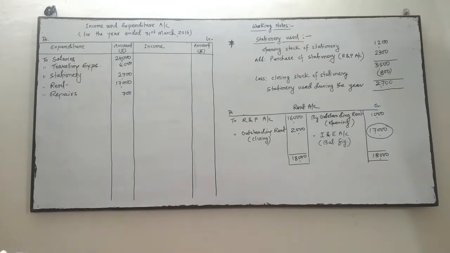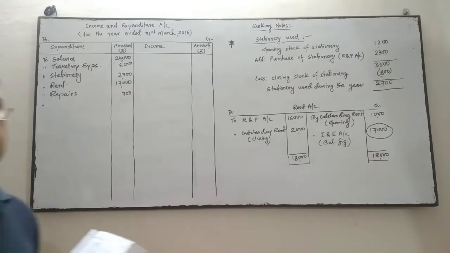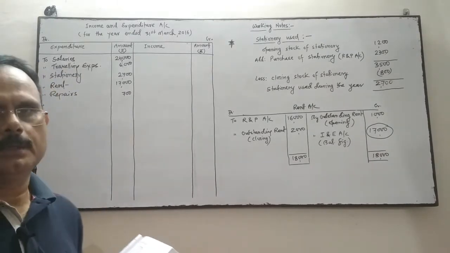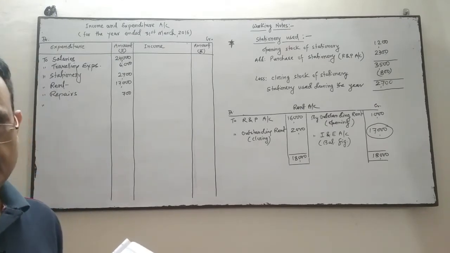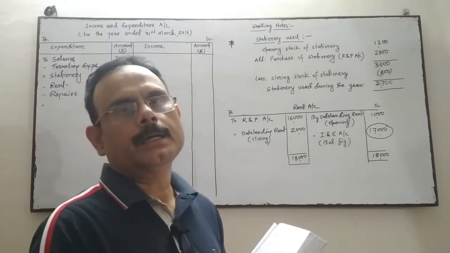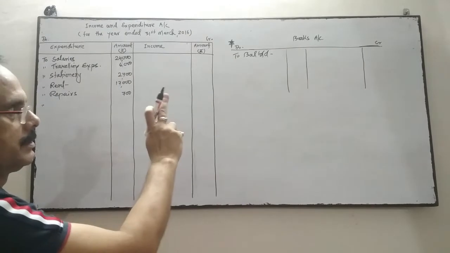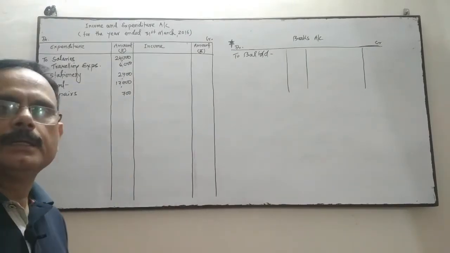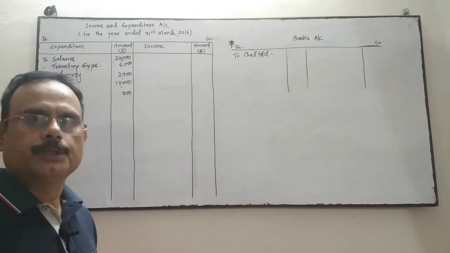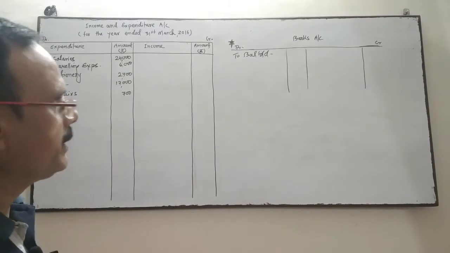Now the next amount is books purchased. Books is a capital expenditure. We have to see the depreciation of books, how much books are depreciated during the year. For that we have to prepare the working note, the ledger of books, to find out how much books are used or depreciated during the financial year.